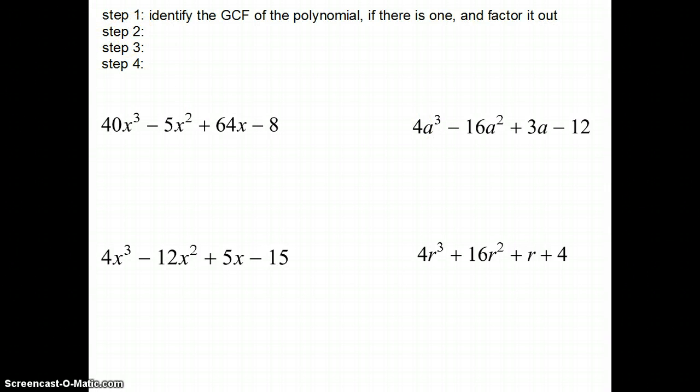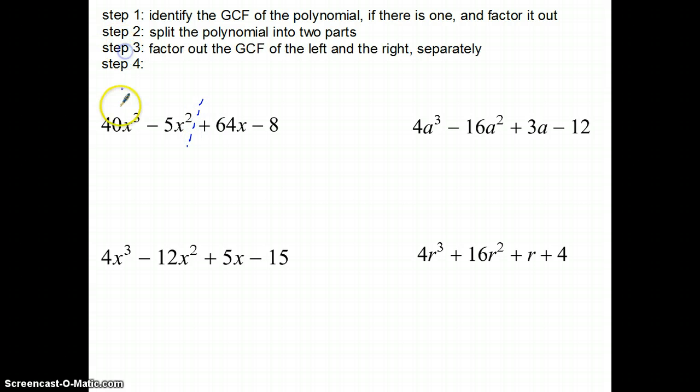We're going to go ahead and go through these 4 steps again. Step 1, I'm going to identify any greatest common factor and factor it out. In this first example, there are none. So I move to step 2, where I split my polynomial into 2 parts. Step 3, looking at the left, I see a greatest common factor of 5x to the second power. Factoring that out, I'm left with 8x minus 1. And from the right, I see a greatest common factor of a positive 8. So factoring that out, I'm left with 8x minus 1.